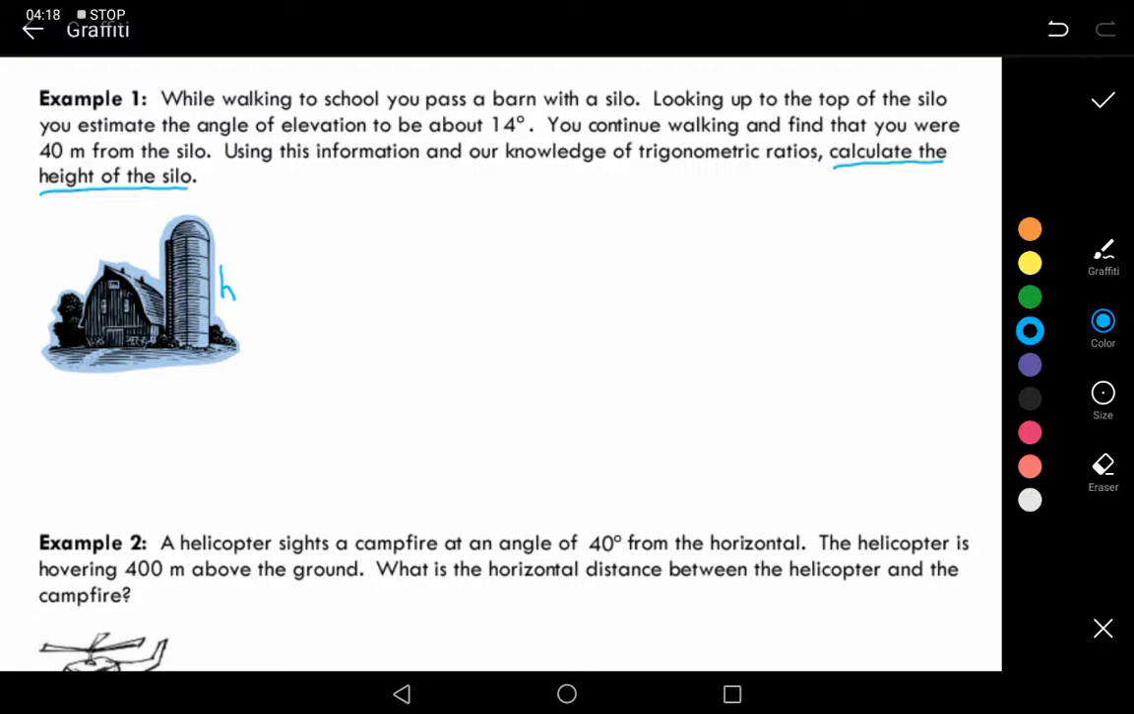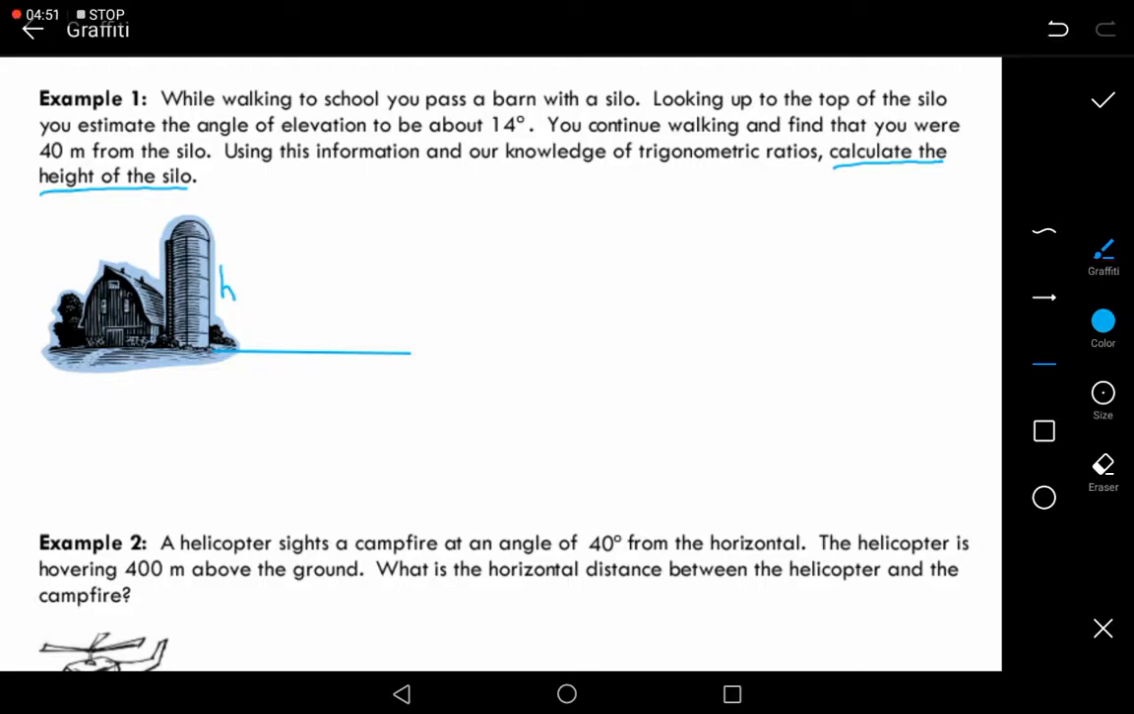So step 2 is to model the problem with a right triangle. So essentially all we're doing is we're drawing a picture, right? So we know it told us that you were 40 meters from the silo. So obviously we're assuming we're walking on somewhat even ground here, right? So that's going to be a straight line there. And that is going to be 40 meters. So I'll label that in a second. I just want to finish off my triangle here.